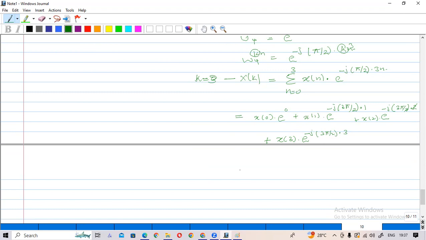Now you have to simplify this. x(0) is 0 and e to the power 0 is 1, so 0 into 1 is 0. x(1) is 1, times e to the power minus j 3π by 2.